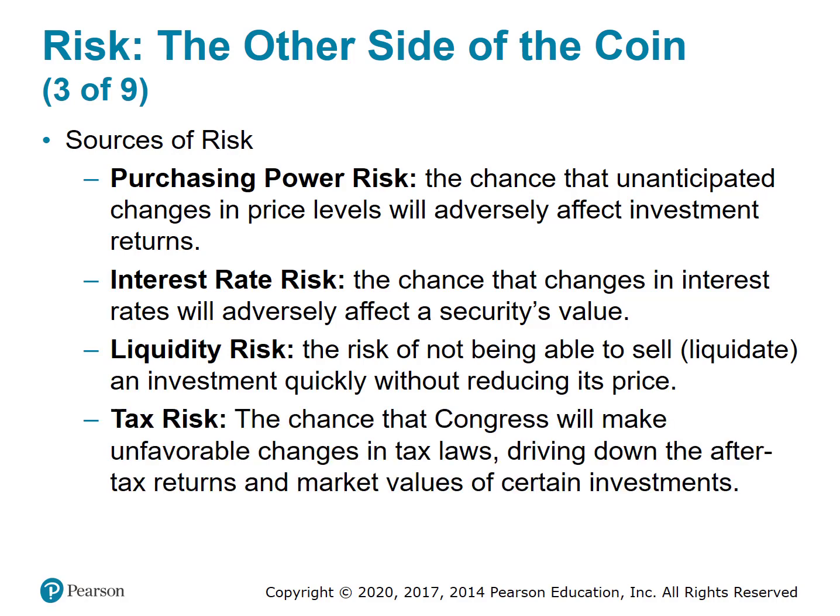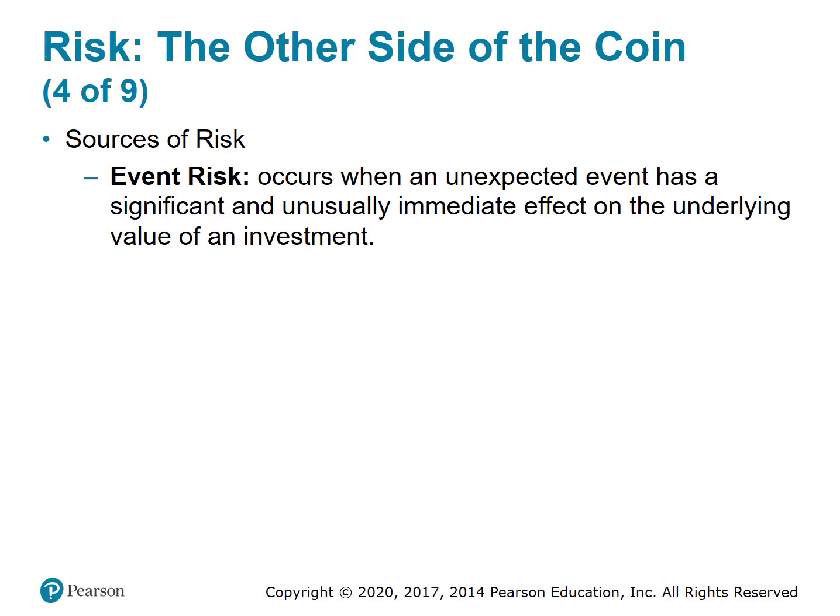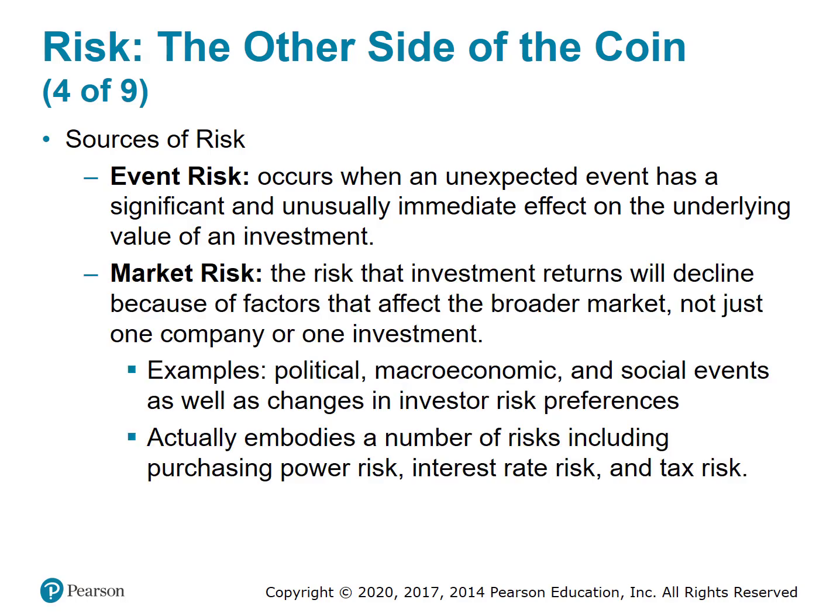Tax risk. Congress can change the tax laws, and they do all the time, in a way that adversely affects your investment returns. How about event risk? An unexpected event can have a significant and quick impact on an investment. And market risk. This is the same market risk we talked about in 331. It's the risk of being in the market versus investing in a risk-free asset, T-bills, treasury bonds. Market risk can cover economic, political, even social events that impact the market. It also can include purchasing power, interest rate, and tax risk.